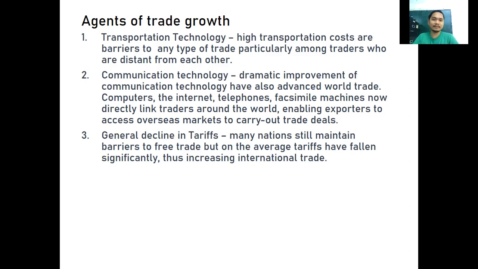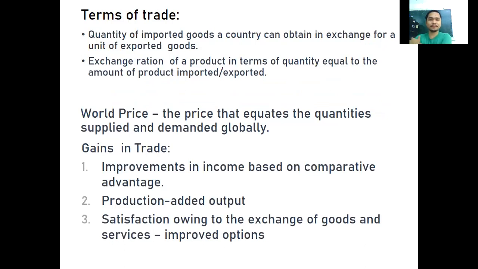Okay, so the terms of trade. First is the quantity of imported goods a country can obtain in exchange for a unit of exported goods. Second, the exchange ratio of a product in terms of quantity. It is equal to the amount of product imported or exported. What is world price? World price is the price that equates the quantities supplied and demanded globally.